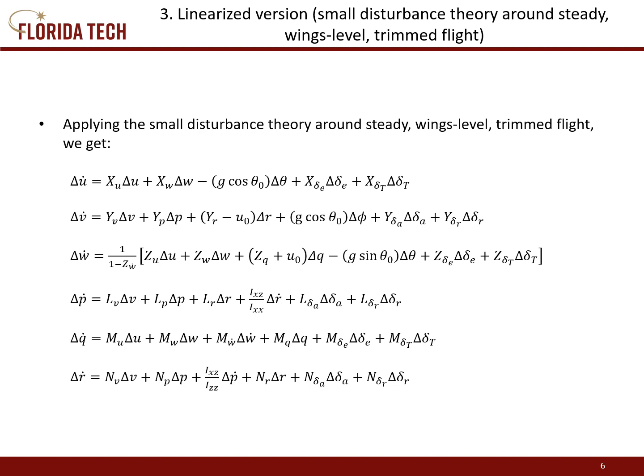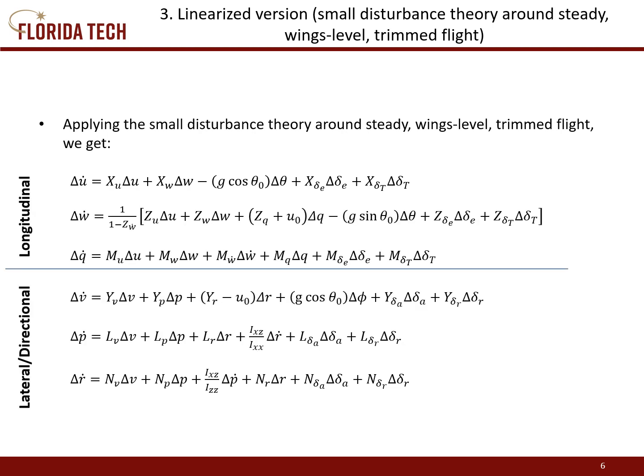Here's the third version where we linearized the equations by applying the small disturbance theory around steady, wings level, trim flight. So while translation and rotation works for physicists, airplane people prefer longitudinal and lateral directional. So we can just take these 6 equations and reorder them. Now we have them in terms of longitudinal and lateral directional.